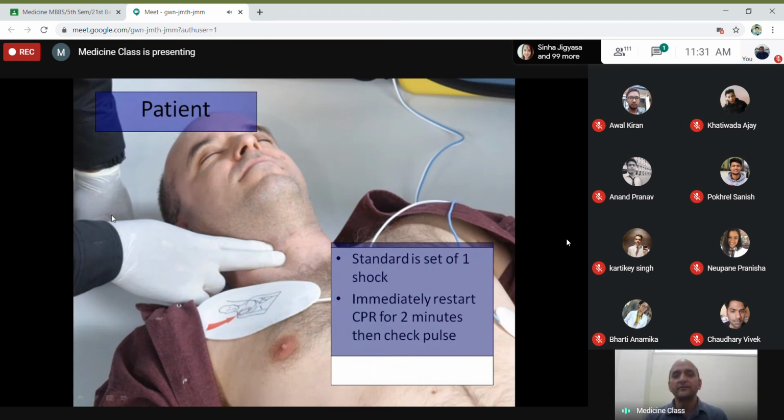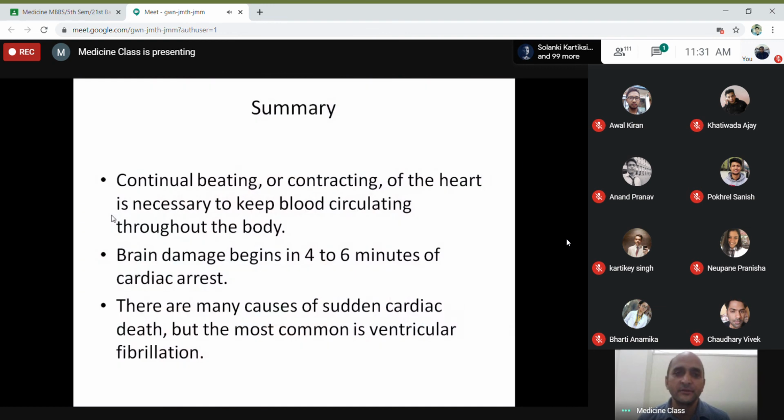Then again, after the AED, you check the pulse immediately. If the pulse is not there, for 2 minutes immediately go for the CPR again. Do not give AED. In summary, continual breathing or contracting of the heart is necessary to keep the blood circulating throughout the body here. Brain damage occurs in 4 to 6 minutes of cardiac arrest. There are many causes of sudden cardiac arrest, but the most common is ventricular fibrillation. And please remember that it can be corrected only with defibrillation.